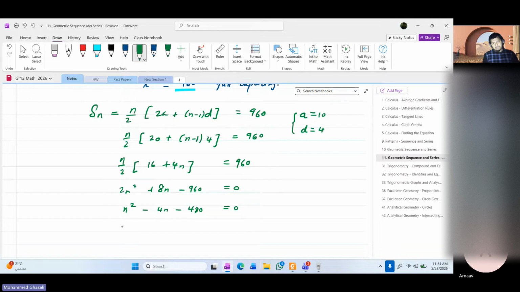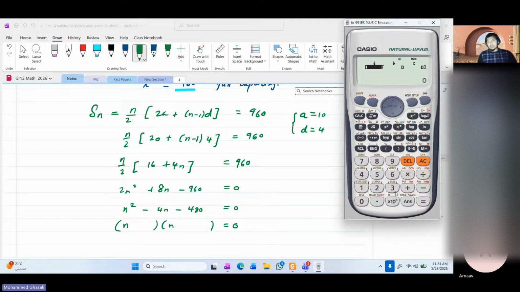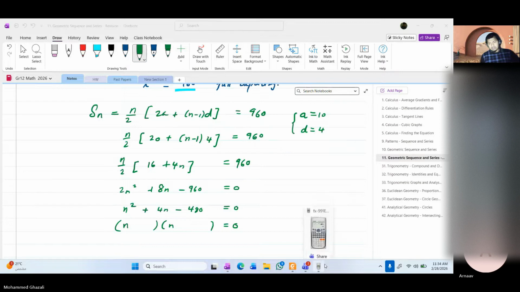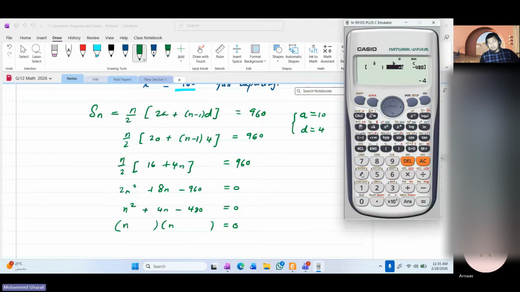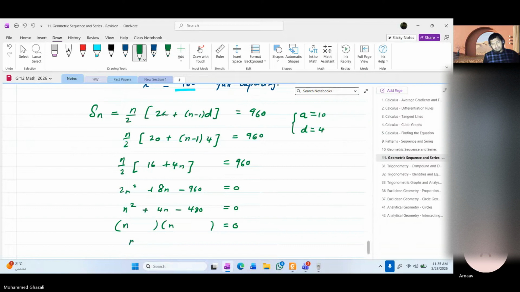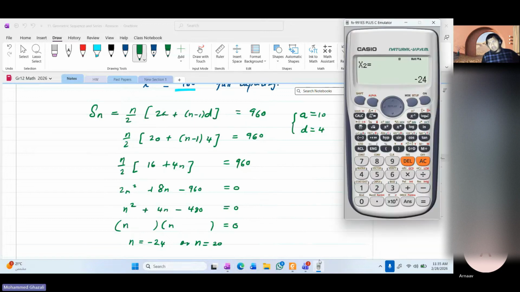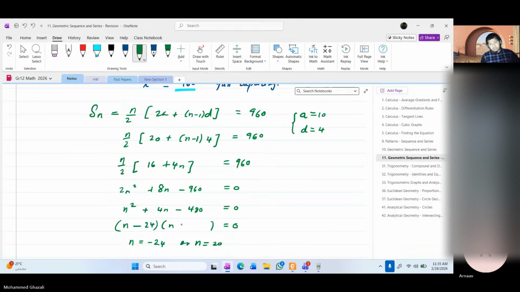All right, so n, and we have it equal to 0. So mode 5, 3, 1, with 4 and negative 480. Not negative 4, it's supposed to be positive 4. Go back, it's just 4. So I'm getting 20 and negative 24. Other way around.